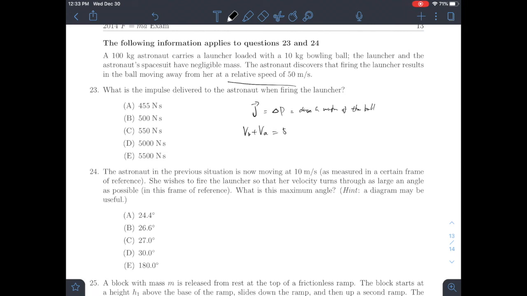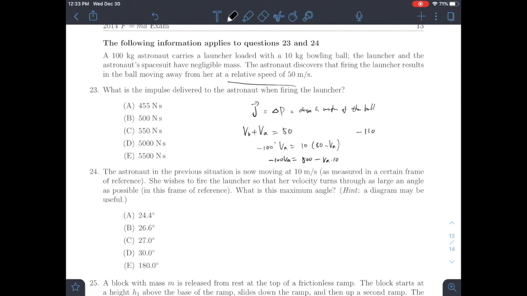So assuming from the inertial reference frame the velocity of the ball plus the velocity of the astronaut is equal to 50, then according to conservation of momentum, we have negative 100 VA is equal to 10 times VB. VB is equal to 50 minus VA from the first equation. Then let's calculate what VA is equal to. So negative 100 VA is equal to 500 minus 10 VA.